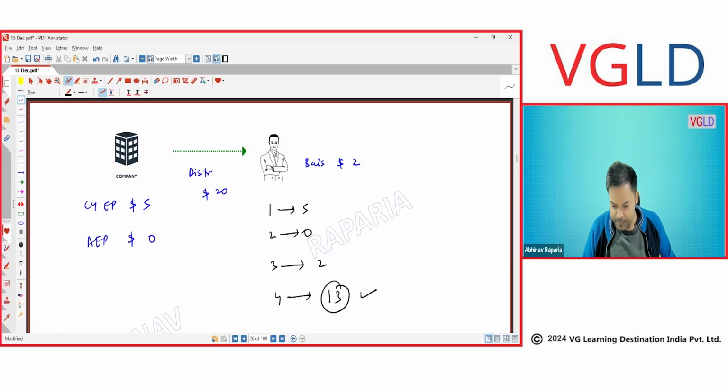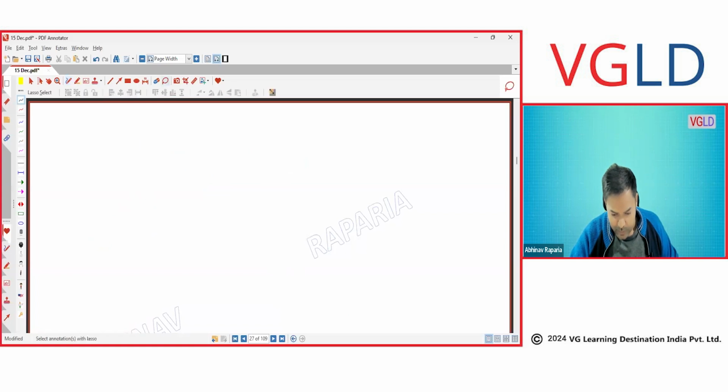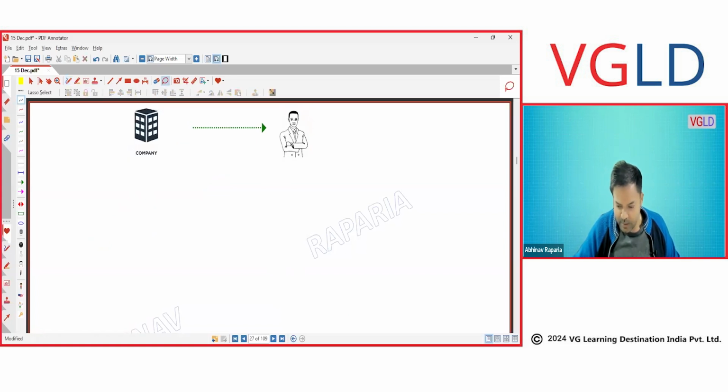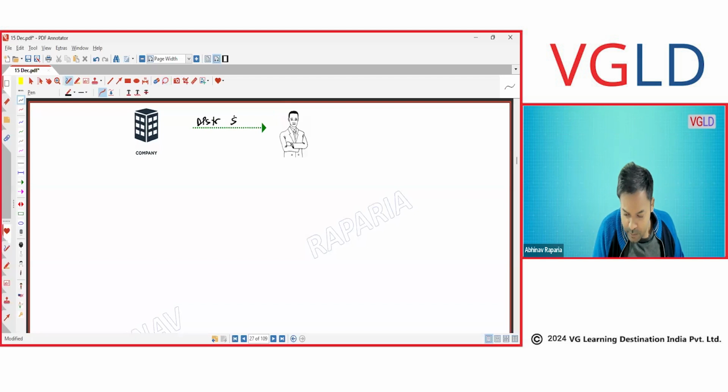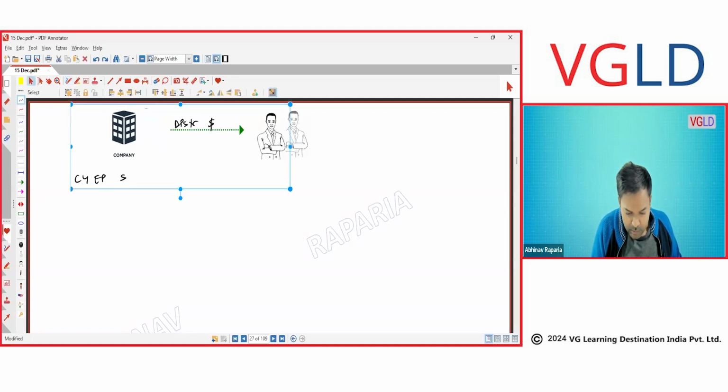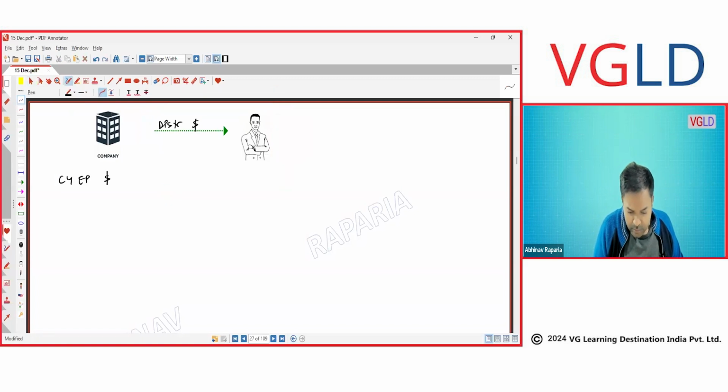Great. I'm creating the multiple scenarios, guys. I'll discuss the multiple scenarios with you. Before that, let me quickly do the format, then I'll copy paste that format. Current year and accumulated earnings and profit. Basis. That's going to be my scenarios.